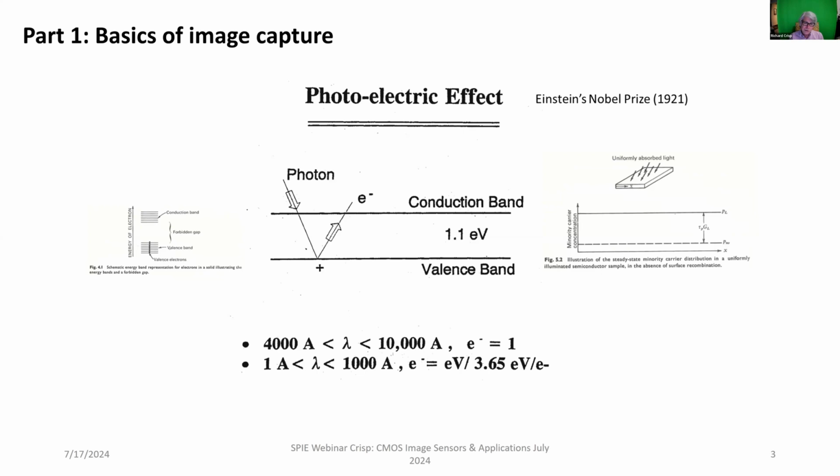At higher energies or shorter wavelengths, you actually get a higher quantum yield than 1, and you can compute what that is by taking the energy of the photon and dividing it by 3.65 electron volts per electron, and that'll tell you how many electrons you yield. But we're going to focus on visible light.